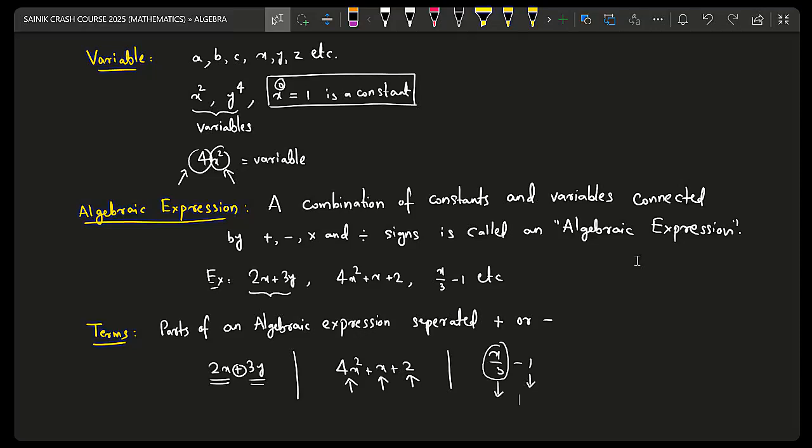Manaswini, sir, do you have any doubt? Sir, I didn't understand algebra.